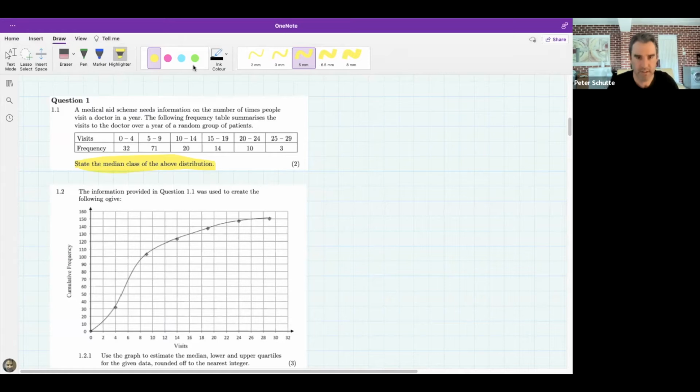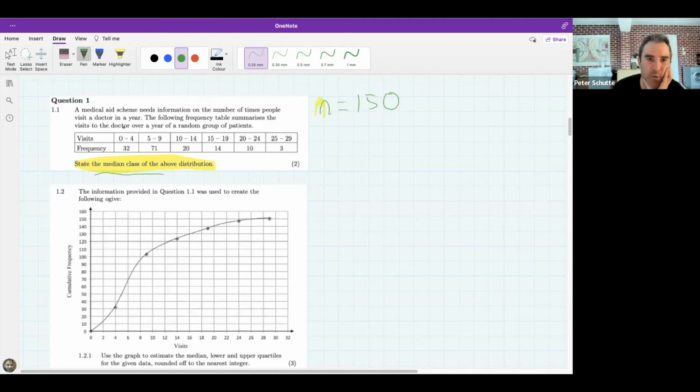So I was thinking, in order to get the total, there's two ways of doing it. The one is to add up the frequency column, or because you've got the ogive, you could look at the top of the ogive. So n in this question is 150. Now, to find the median, we normally have to find the position of the median, like how far is it? So remember, we want the median class. So we want one of these things here.